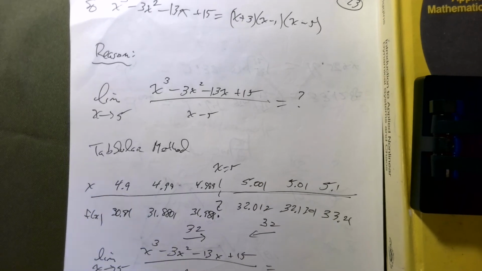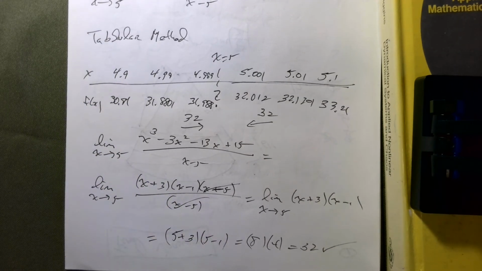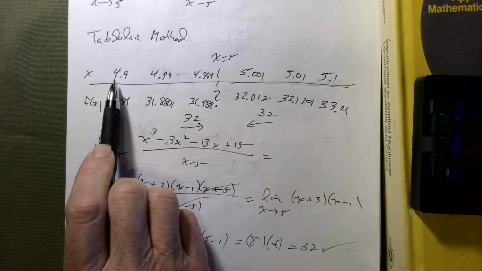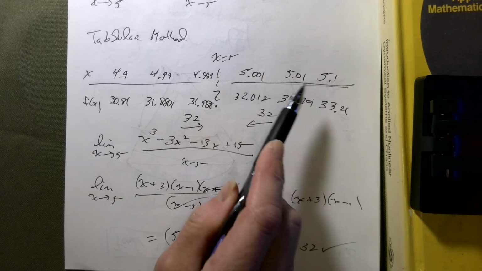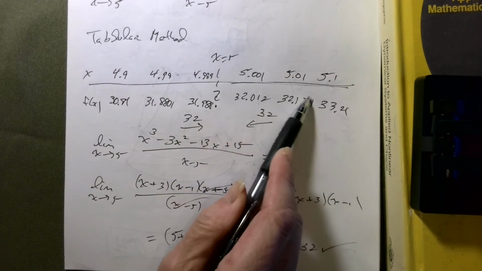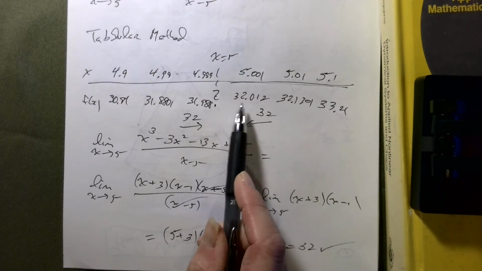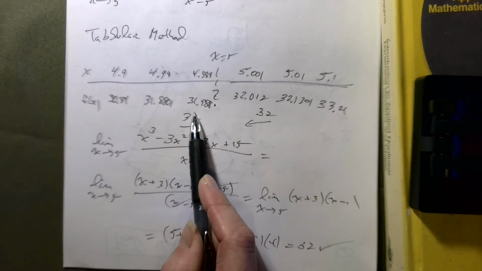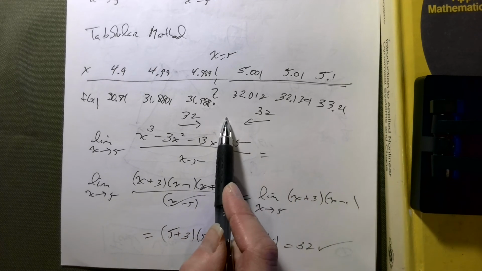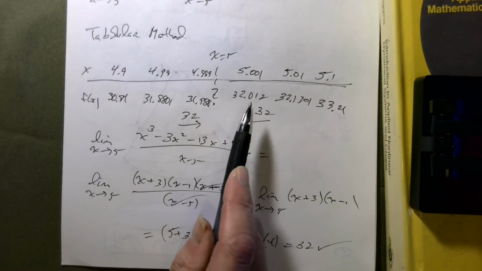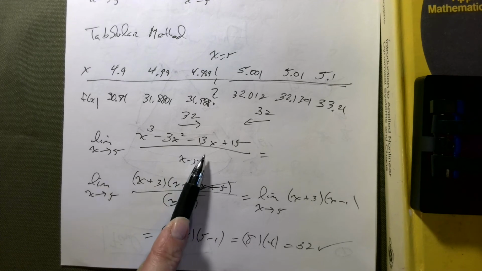So if I use the tabular method, what we do is we pick numbers to the left and to the right of 5. So I take 4.9, 4.99, 4.999, 5.1, 5.01, 5.001. And so I'm coming in from the left and the right. And it looks like these numbers are approaching, what, 32. And from this side, it looks like they're approaching 32. So this is by the tabular method. Now let's go to the division method.